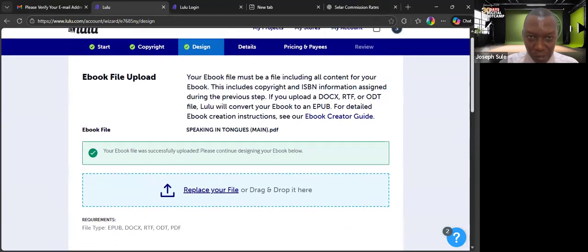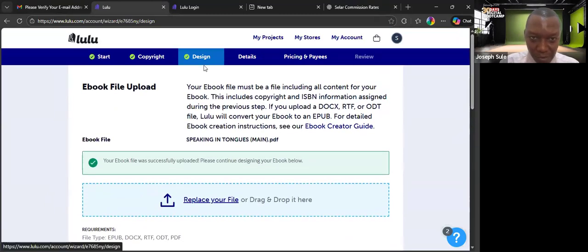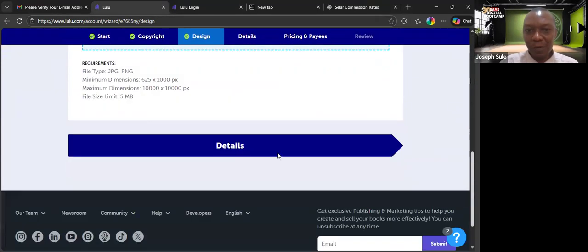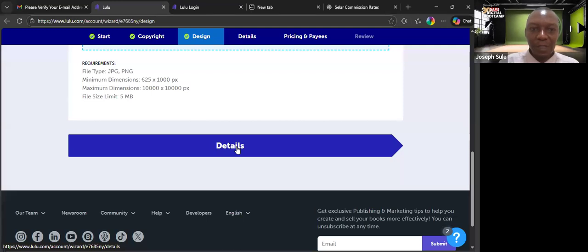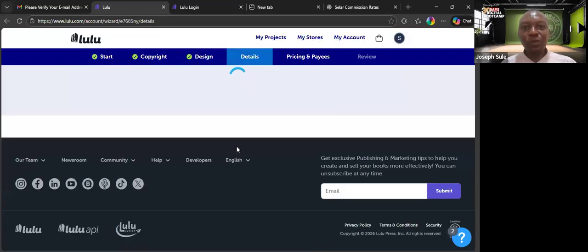So I will check my indicator again. Do I have any X's? No. Design ticked, correct. So, all right, I'm good with this level. Next level is details. I'm ready to go to details.